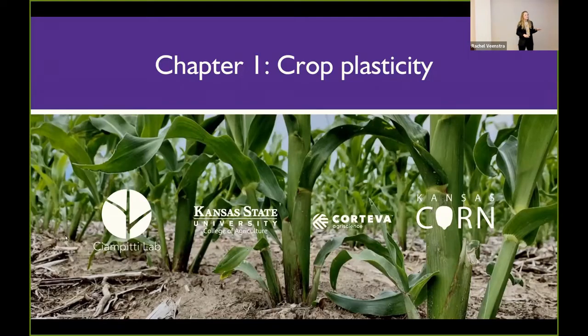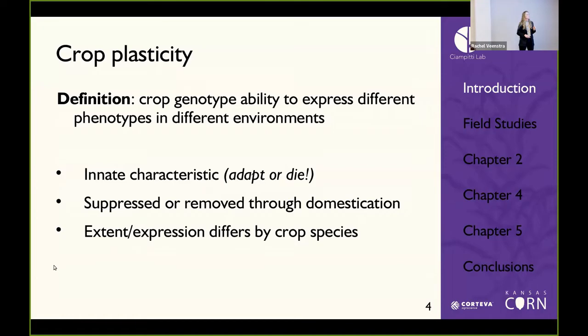The first chapter of the introduction I want to go through with you first is crop plasticity. As we know, this is the ability of a genotype to express different phenotypes based on the environment that it's growing in. This is an innate characteristic of plants because plants were faced with the option to either adapt to the environment that they found themselves in or die over time. And as we went through the domestication process, these plasticity mechanisms have been suppressed or removed in some cases. And in our modern genetics, the modern crop species that we have, the extent and the expression of these plasticity mechanisms vary based on the crop you're looking at.